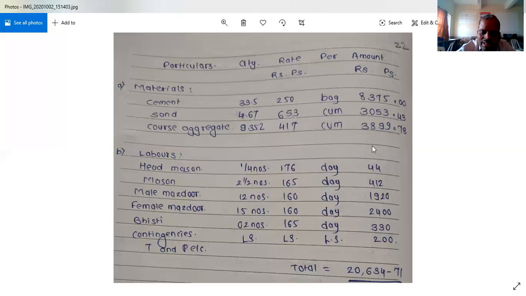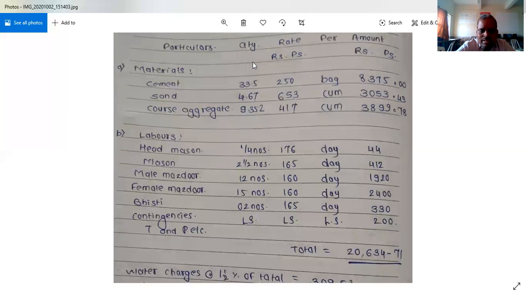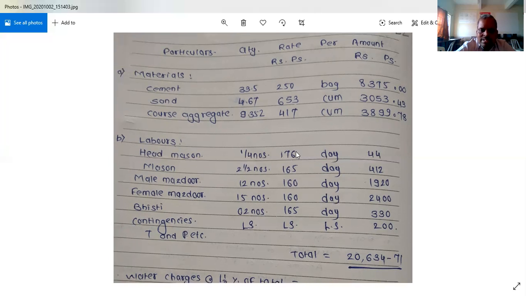Now we have to go for the labor. In the labor, the total head mason required is 1/4 number. Why do you have to take it as 1/4? Because the head mason comes on the site for 10 to 15 minutes, not more than half an hour daily. For completing this 10 cubic meter, maximum 1 hour will be there. So 1/4 day we have to consider here. The rate of the mason is 176. So 176 into 0.25 will be 44.